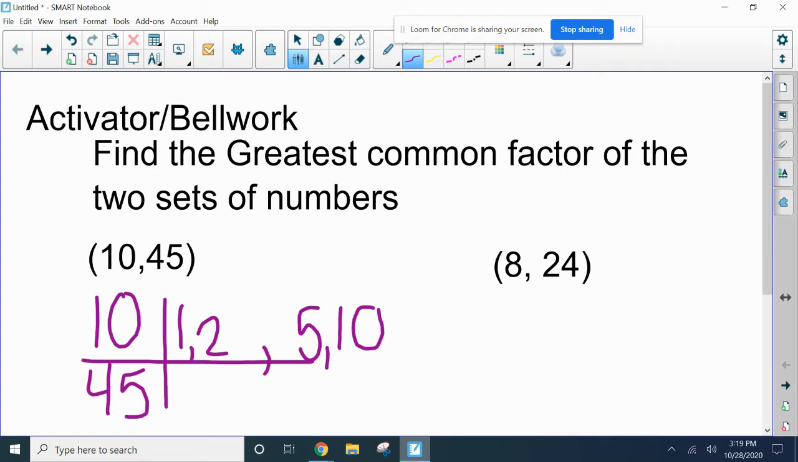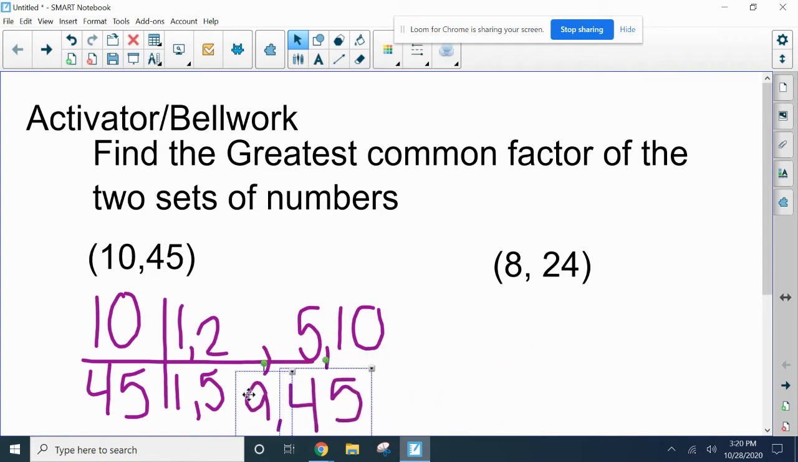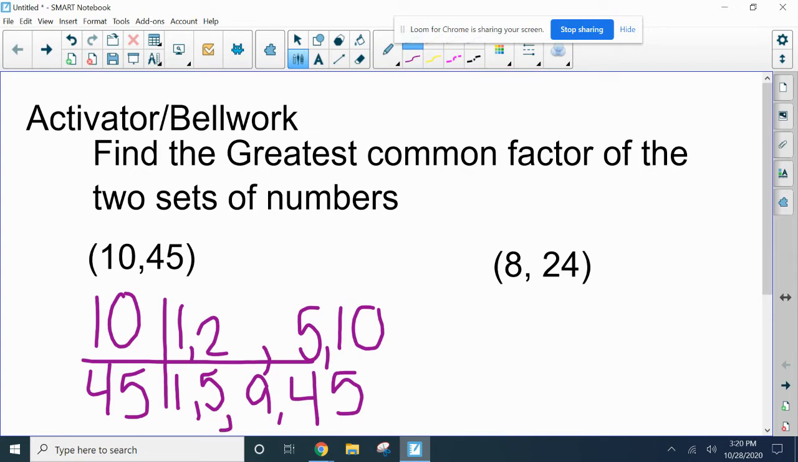And I can do the same thing with 45. I know 1 and 45 multiply to give me 45. 2 doesn't. 3 doesn't. 4 doesn't. I know 5 and 9 multiply to give me 45. 6 doesn't. 7 doesn't. And 8 doesn't. So I've met in the middle. If I wanted to, I could go ahead and move these closer because I left a lot of space in the middle. And then I am done.